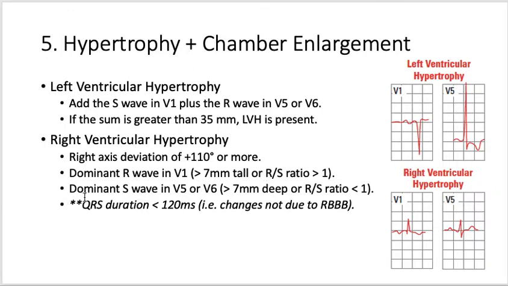An important note to make is this is all assuming that the QRS is a normal duration of less than 120 milliseconds, as you have to make sure that these changes aren't actually due to a right bundle branch block, which would have a longer QRS duration and still have some of these changes, but the pathology is likely not related to hypertrophy of the ventricles, but to the right bundle branch block.